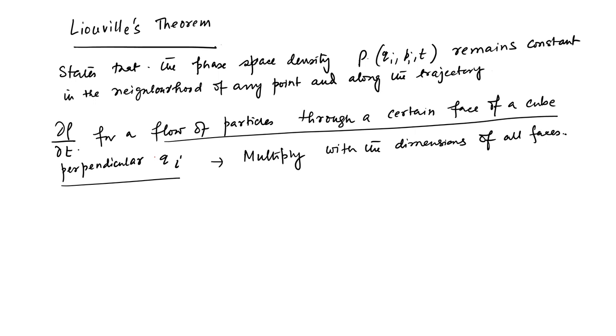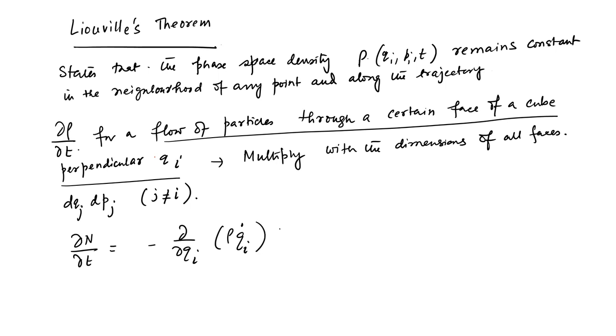Okay. So, which means that the dimensions of all faces is dq_j dp_j, where j is not equal to i. So, that tells you that what we are trying to calculate is this flow of the particles, which is nothing but ∂/∂q_i (ρ q_i dot), and then you take the product over all the j, dq_j dp_j, and where of course i and j run over 3N coordinates.